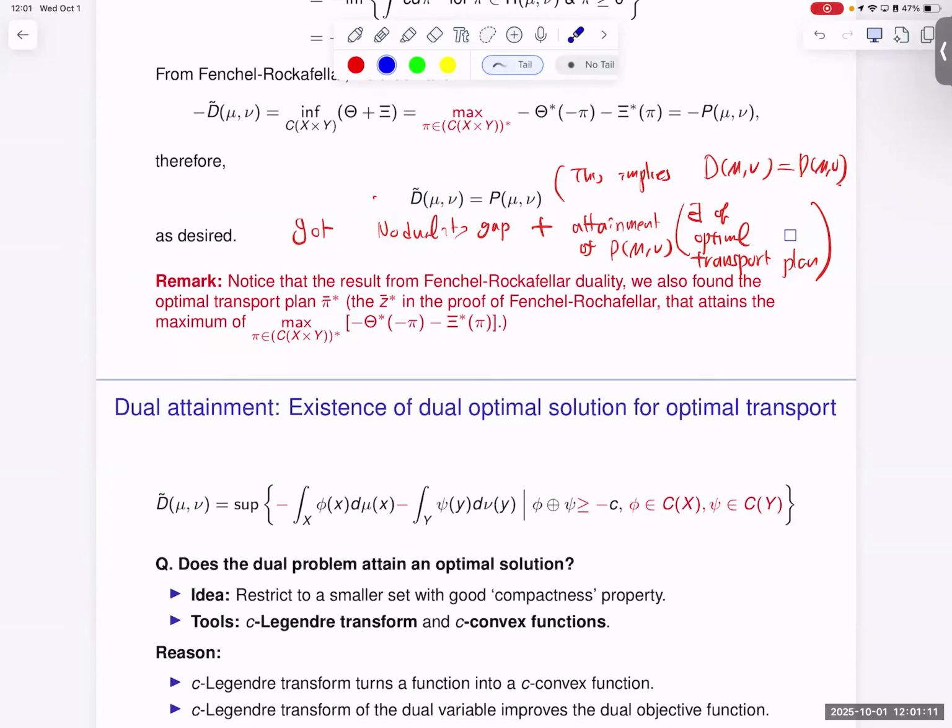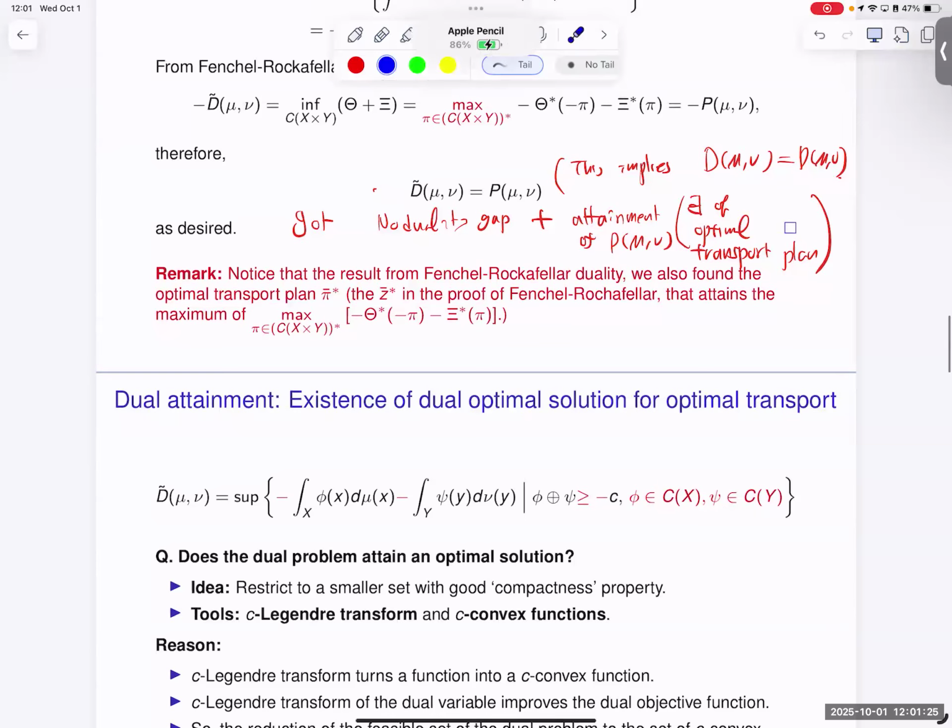And we will show that this supremum is actually a maximum. That means you will have an optimal dual solution. Okay. And the idea is this. The space of continuous functions is too large, right? The space does not have any compactness by itself. Namely, there are many sequences of continuous functions that do not converge to anything, and for continuous functions to have convergence, you need some kind of additional condition.